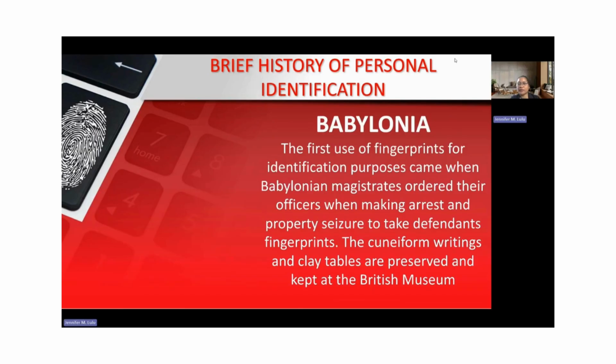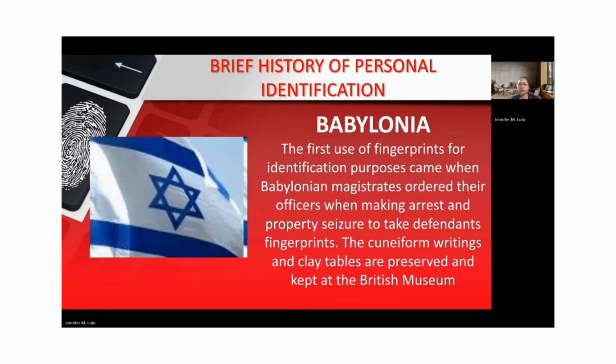Next, we have Babylonia. From Babylonia came the first use of fingerprints for identification purposes, when Babylonian magistrates ordered their officers, when making arrests and property seizures, to take the defendant's fingerprints. The cuneiform writings and clay tablets are preserved and kept in the British Museum.